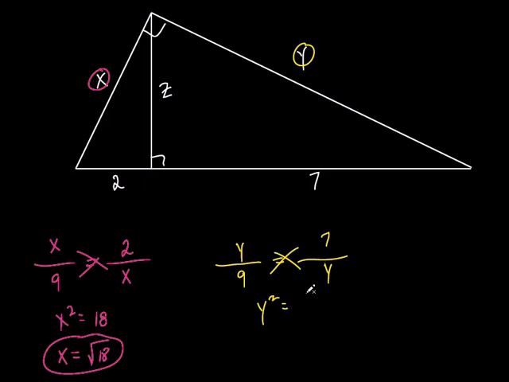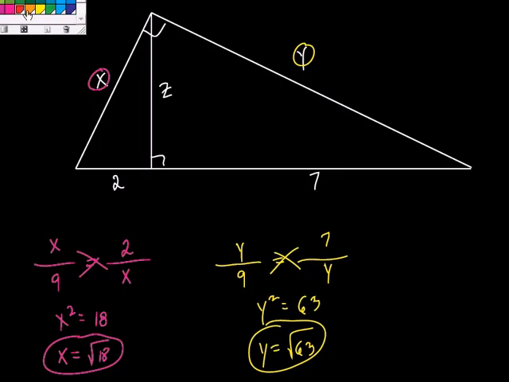Y squared equals 63. Again, technically this does simplify, but I'm going to let you just keep it like that. And we have one more to do. We have to solve for z. So let's get z.